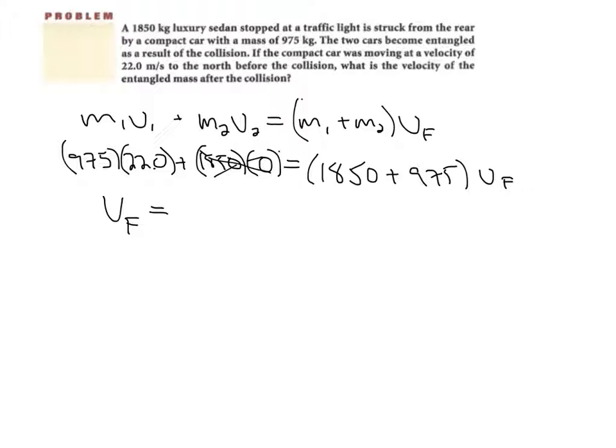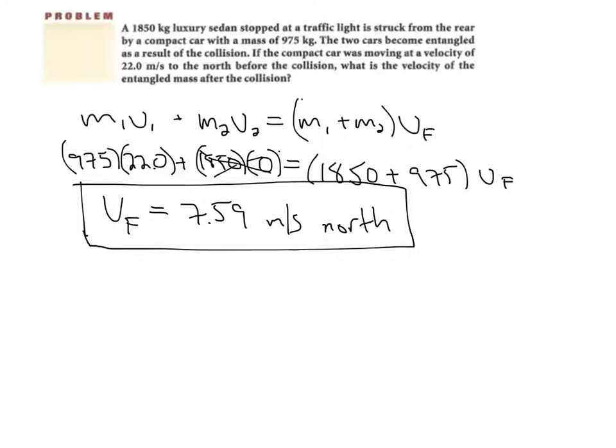And we get a VF of 7.59. Since our answer comes out positive, that tells us it's in the same direction as our original velocity, which was to the north. Okay, so that's it. That's how you do momentum problems as they present themselves in Unit 6.